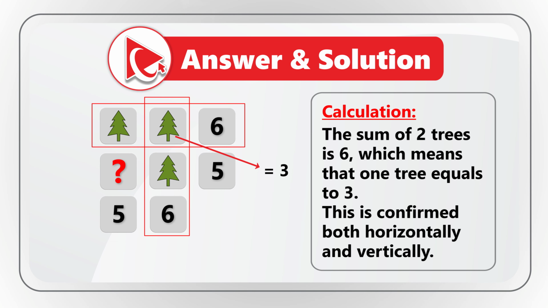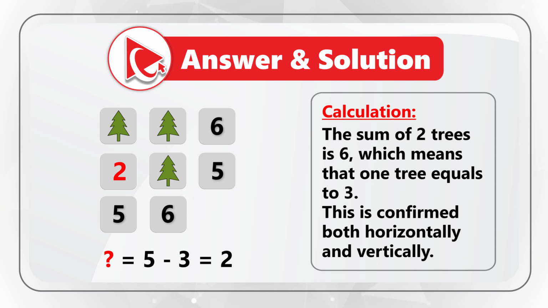Now we can calculate the missing number, which would be the result of 5 minus 3, which would be equal to 2. So the correct answer here is choice A, 2. Did you come up with a different answer? Please make sure to post your answer and rationale in comments.